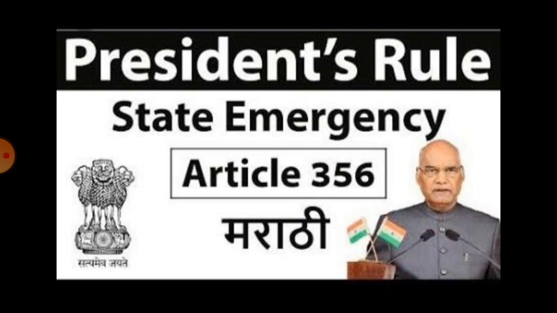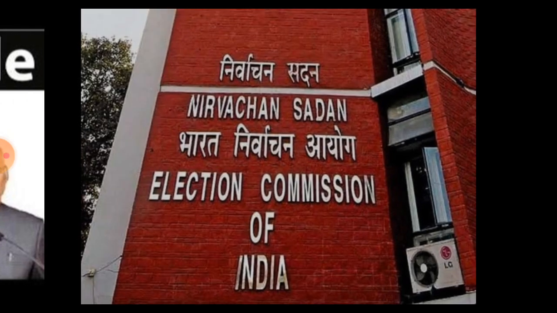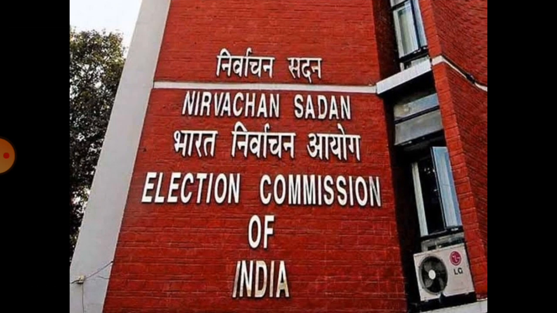Okay students, under Article 356, the President can declare an emergency in a state if the governor reports that a situation has arisen under which the government of a state cannot be carried on in accordance with the provisions of the Constitution. The continuance of such an emergency beyond 1 year is possible only if an emergency under Article 352 is in operation, or the Election Commission certifies that there are difficulties in holding assembly elections.